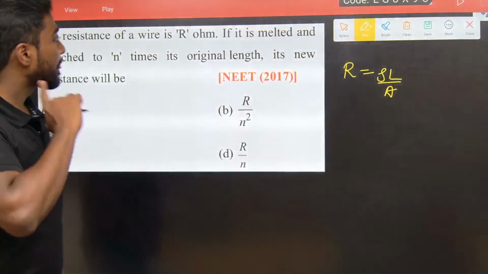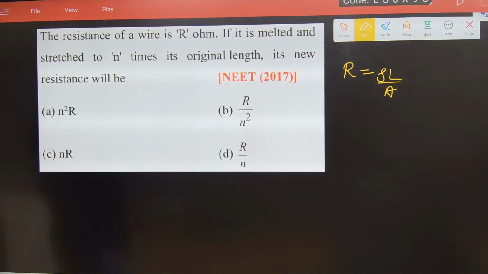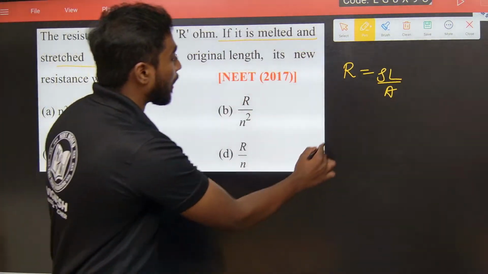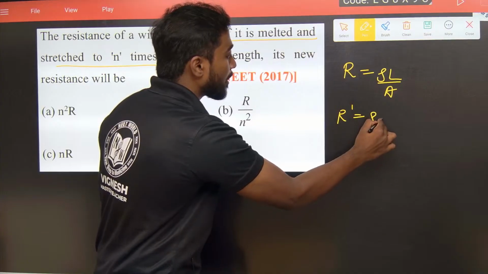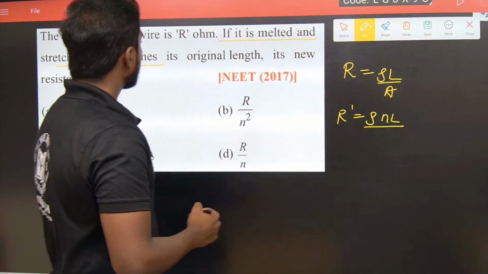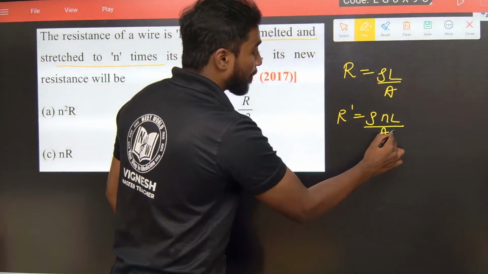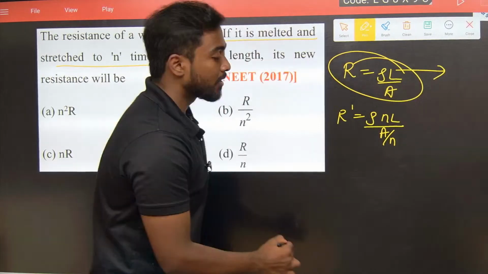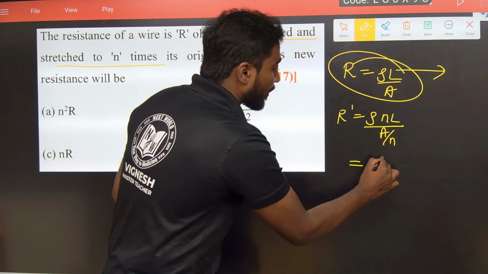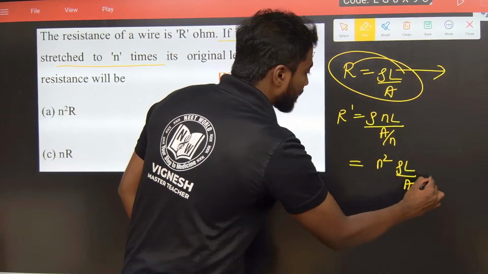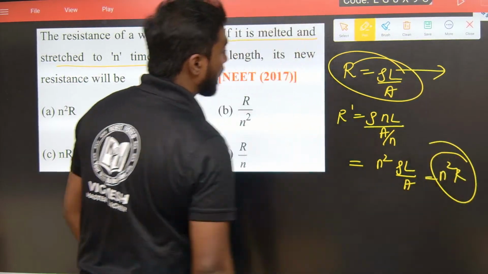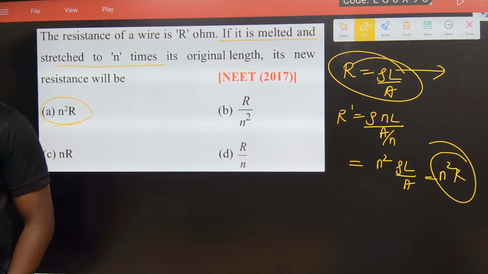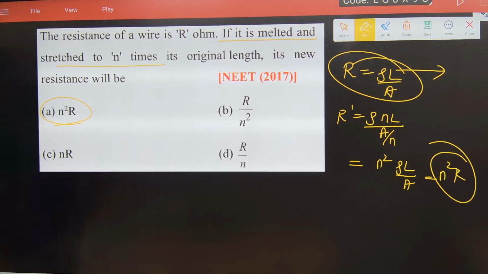Here what they are saying, it is melted and stretched to n times, right? So R dash will be equal to rho nL by, so A will become A by n. From here, this is the original resistance. Now what can I say? n square rho L by A, which is nothing but n square R. So this is the answer. n square R is the answer. Option A.